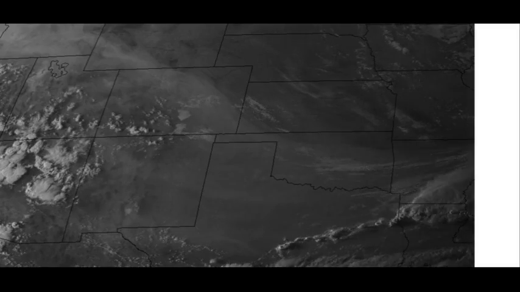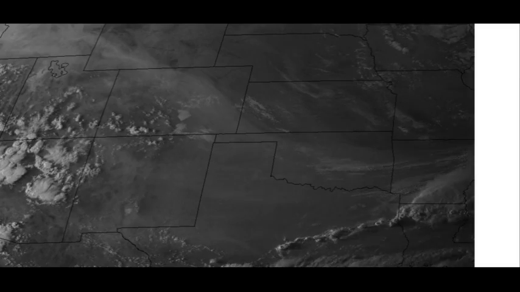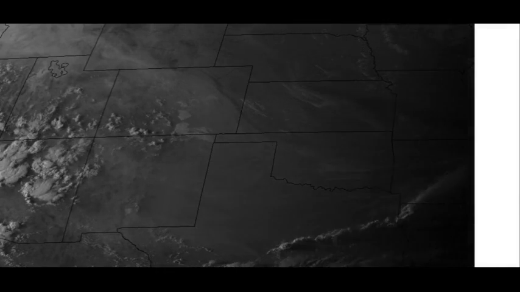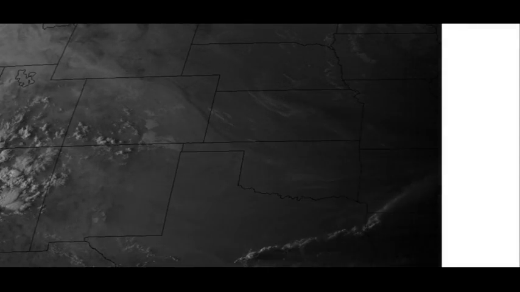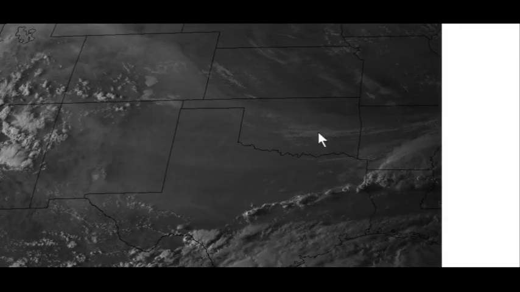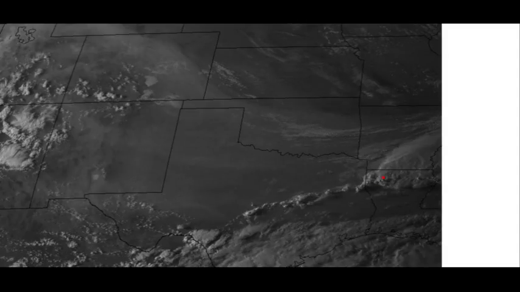Okay, we're getting our visible loop coming in, and a lot of it is dark, so I'm going to cut out the last few frames there. And looks like we're bringing in some of the smoke from the wildfires up to the north there. There's that smoke band right there. And then we see the towers along the front, right in that region there.